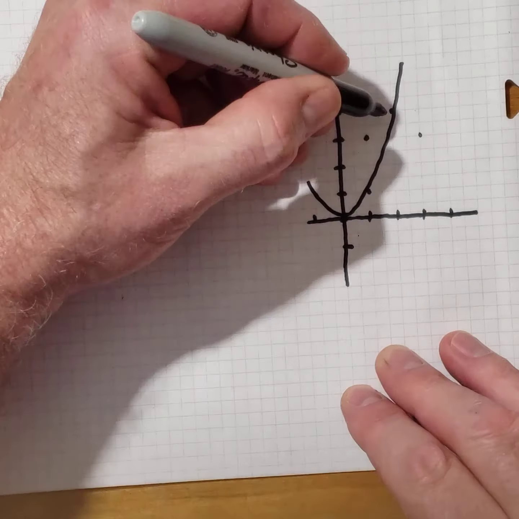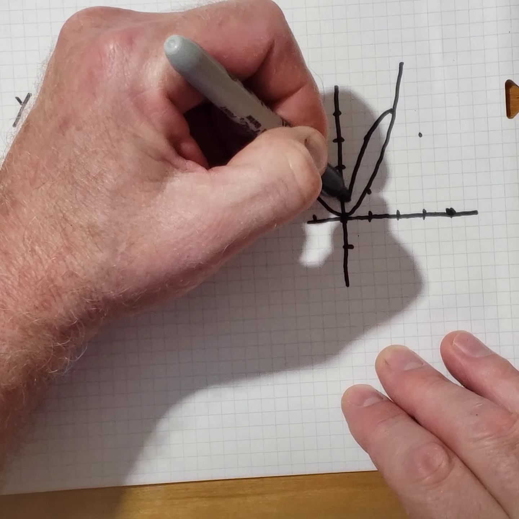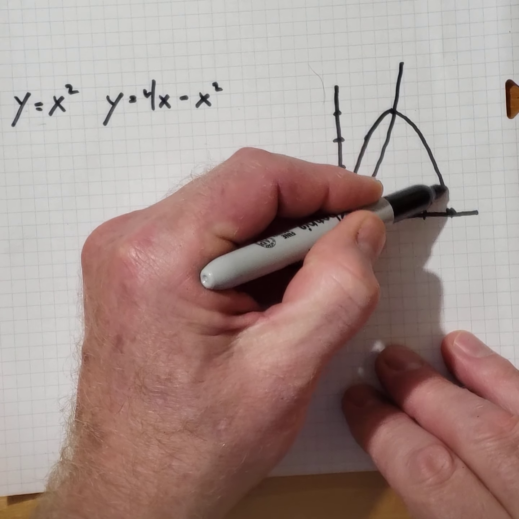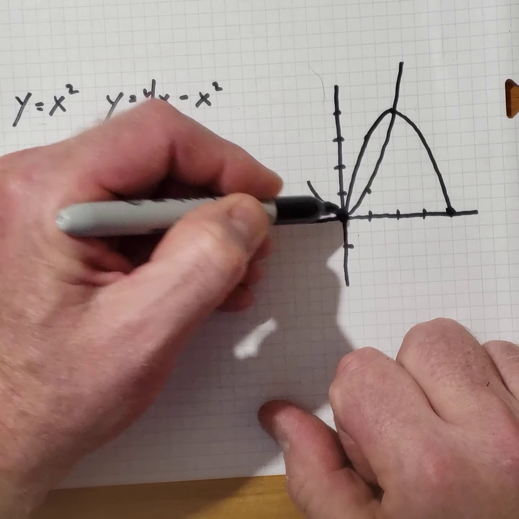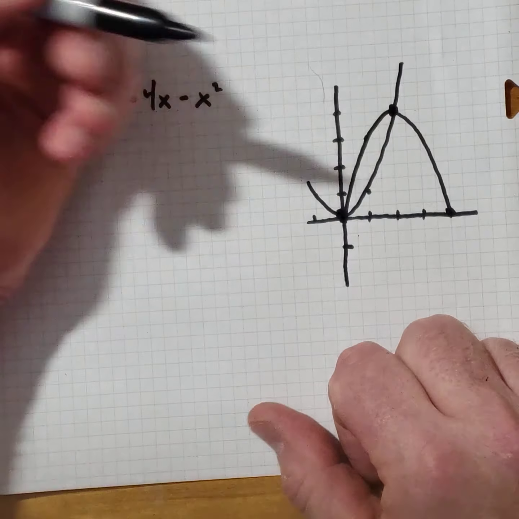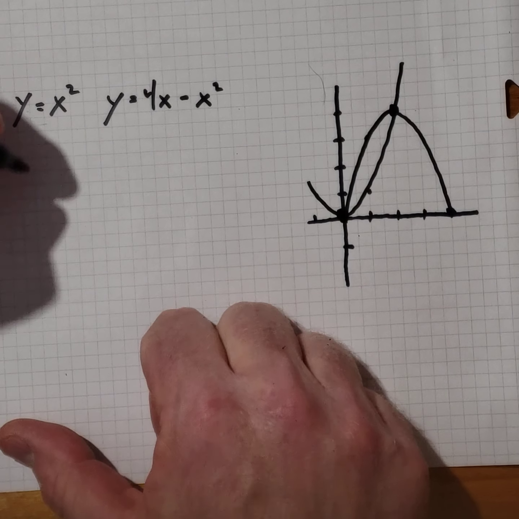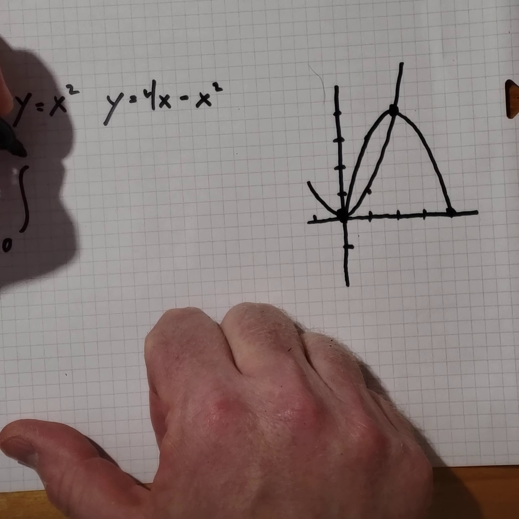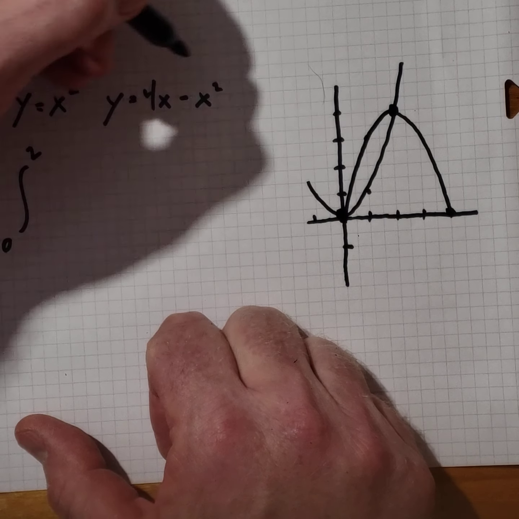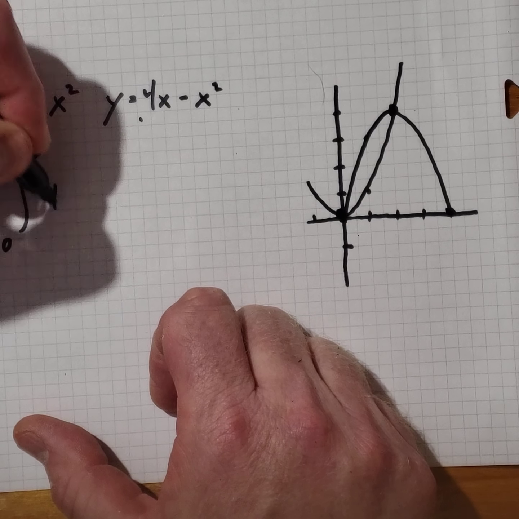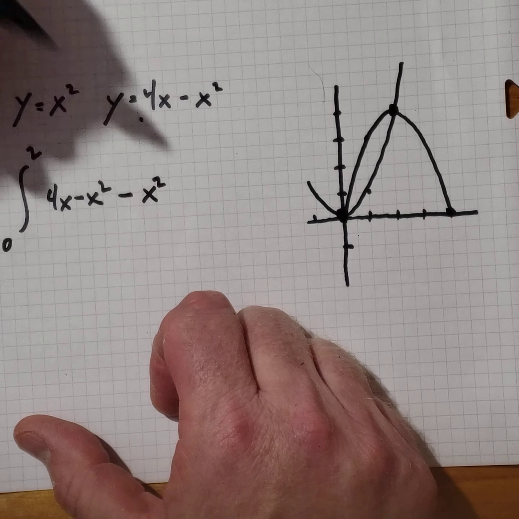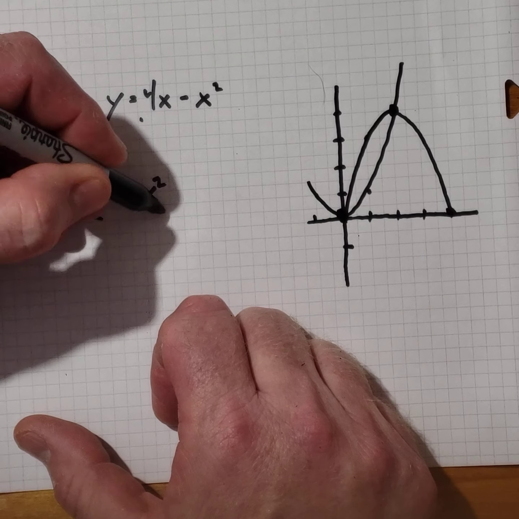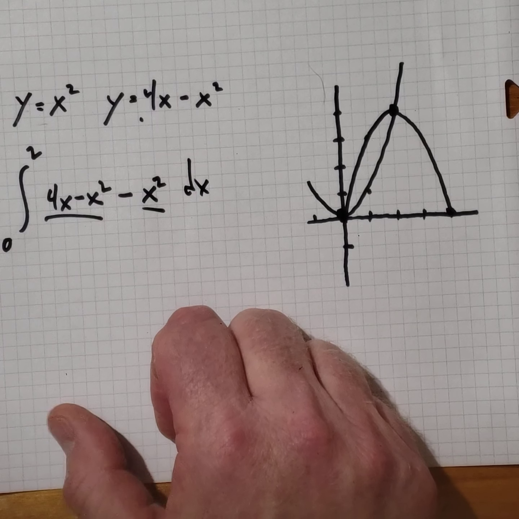It's going to be a parabola with x-intercepts at 0 and 4 and its vertex up at (2, 4). So, very similar to the last one. Unfortunately similar. I should have picked two that were a little different. We've got our intersections at 0 and 2 again. So, integral from 0 to 2. And the top function this time is the upside down one, the 4x minus x squared, minus the bottom one, which is just x squared. So there's our f, there's our g subtracted, dx.